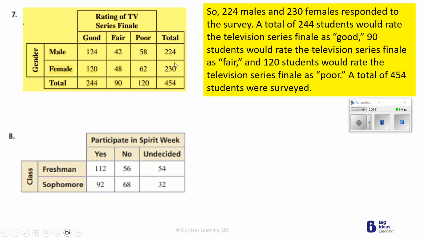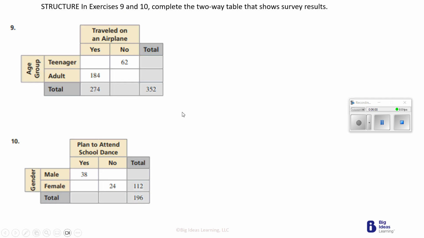224 males and 230 females responded to the survey, right? And a total of 244 rated good, 90 rated fair, 120 rated poor, and a total of 454 students were surveyed. Number 8 is for you to do. 9 and 10 says complete the two-way table that shows the survey results. Okay, so it says complete the two-way table that shows the results.